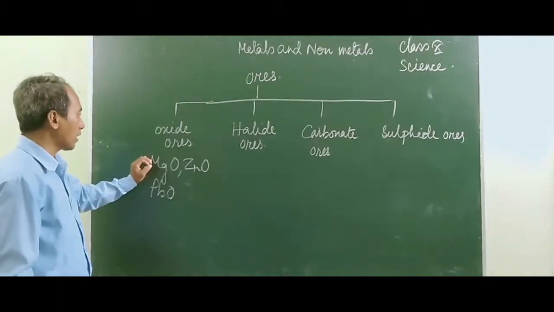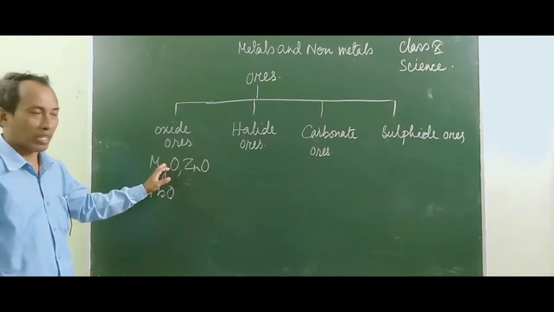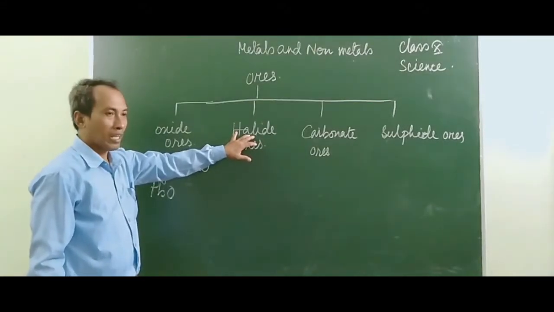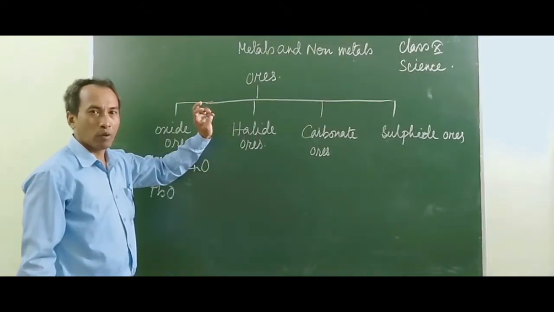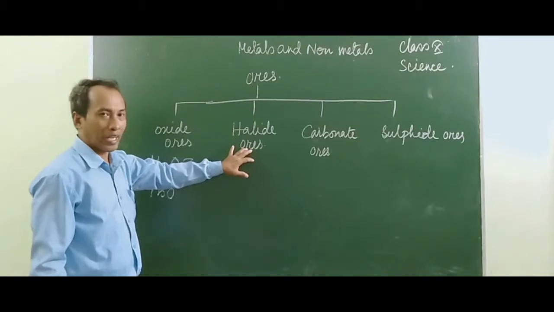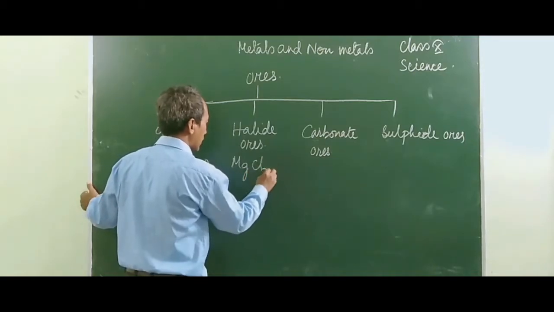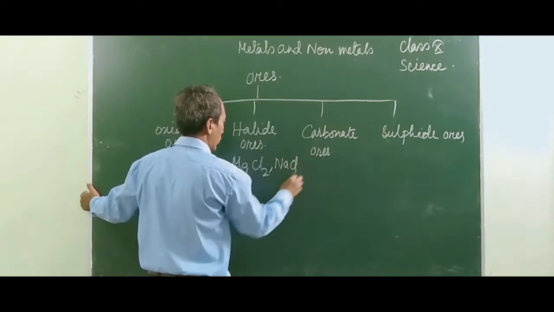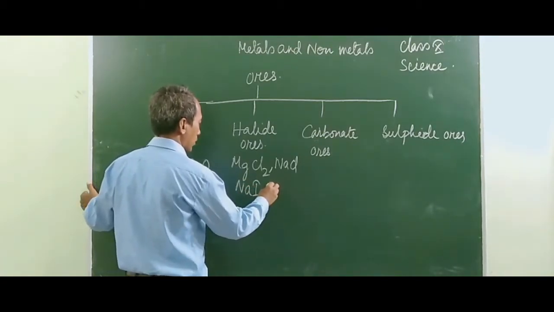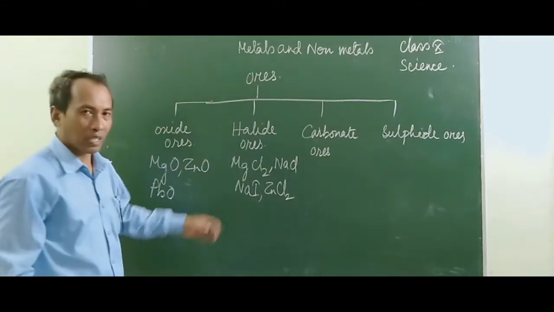That means when any metal combines with oxygen and remains as an ore, that is called oxide ores. Halide comes from the word halogen. Halogens are fluorine, chlorine, bromine, iodine. If any metal remains combined with the halogen group, then that is halide ores. For example, magnesium chloride, sodium chloride, or maybe sodium iodide, or zinc chloride, or so many others. It may be bromide also.